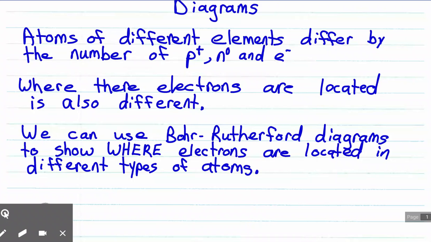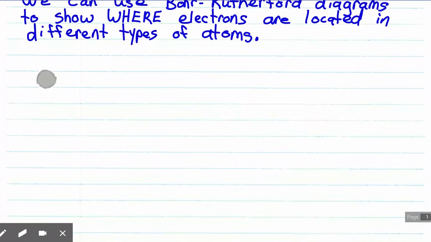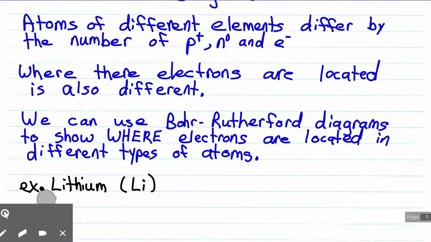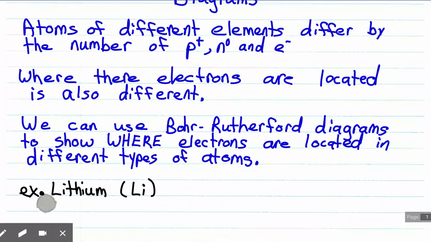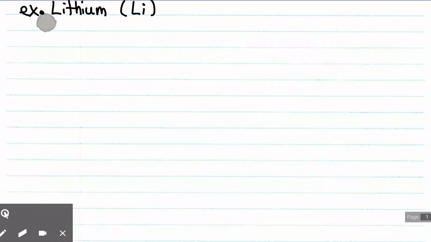All right, now that you have this copied down, let's look at an example. We're going to look at an example of a lithium atom. When we draw our Bohr-Rutherford diagram, the first thing that we're going to do is draw the nucleus. I'm going to do my different steps in different colors. I'm going to give myself lots of room, and you should too.